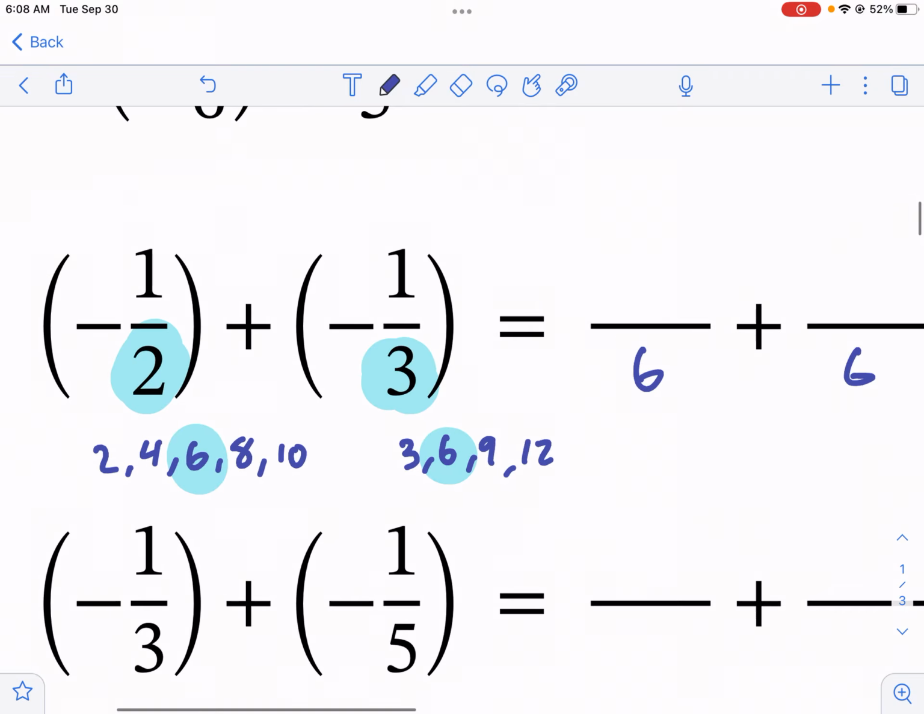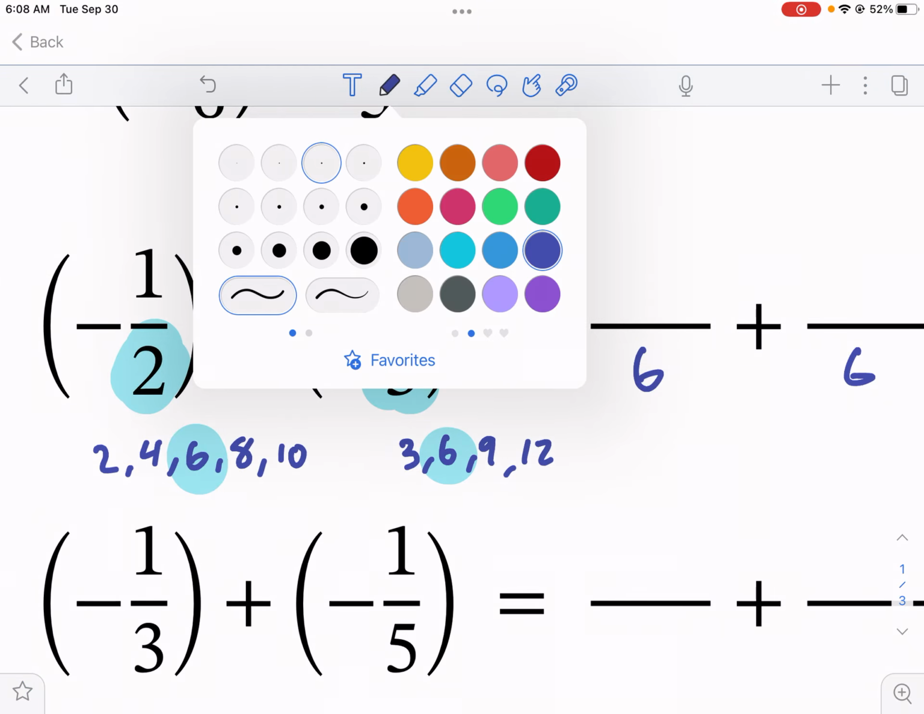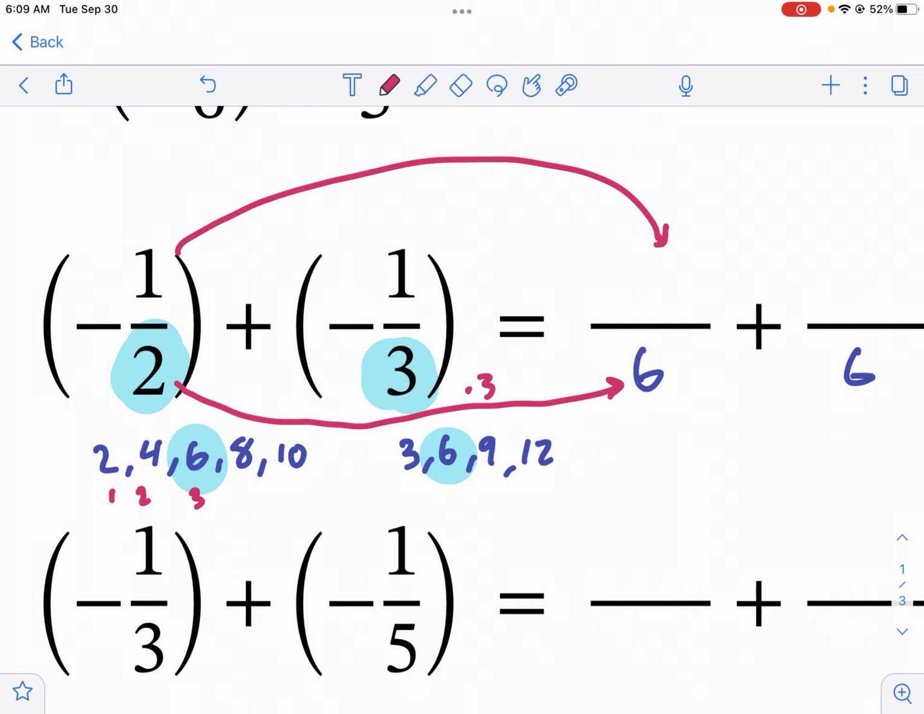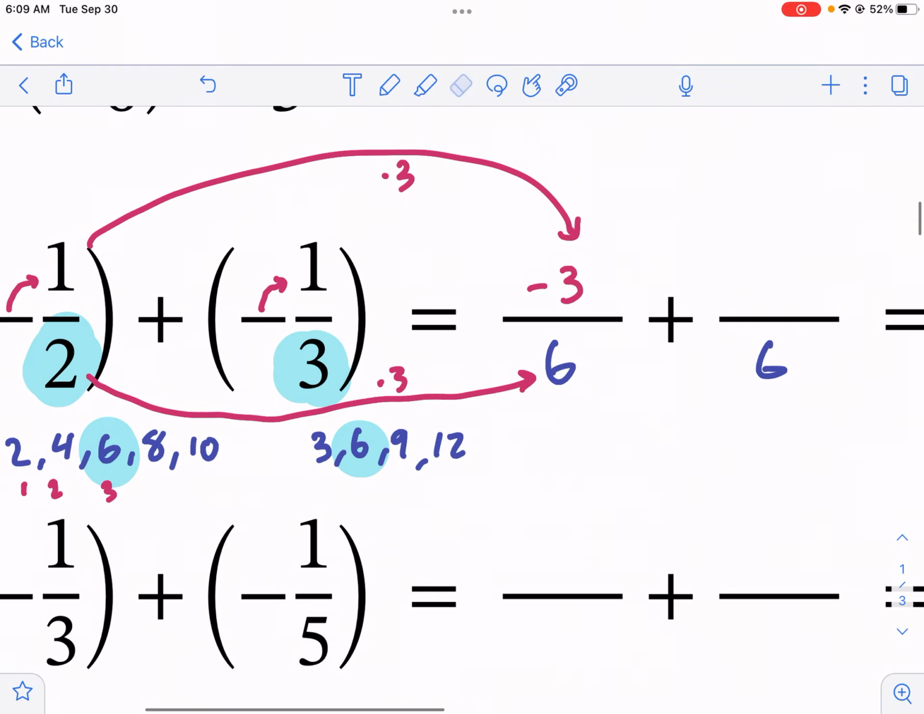Now, this is the process that's next, is how do we go from 2 to get to 6? Well, you can see here it was our third multiple, so we multiply it by 3. So I need to multiply the numerator times 3. So 2 times 3 is 6. -1 times 3, again, I'm putting this negative in the numerator always, okay? Put that in the numerator always. So -1 times 3 is -3. Got my first fraction done.